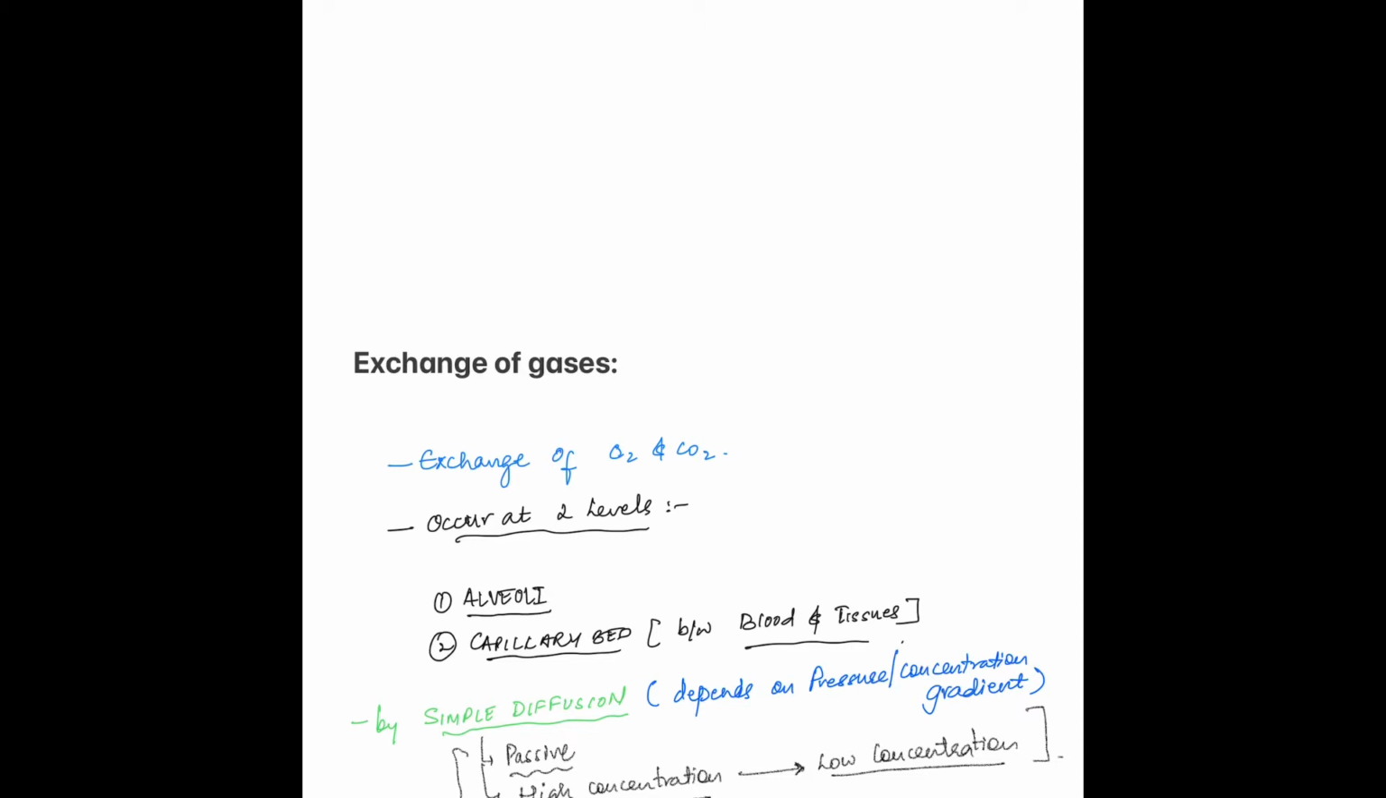When we talk about exchange of gases in our respiratory system, we are concerned with the movement of oxygen and carbon dioxide. Exchange of oxygen and carbon dioxide takes place at the level of alveoli, which is the primary site for the exchange of gases, and also at the level of the tissues.